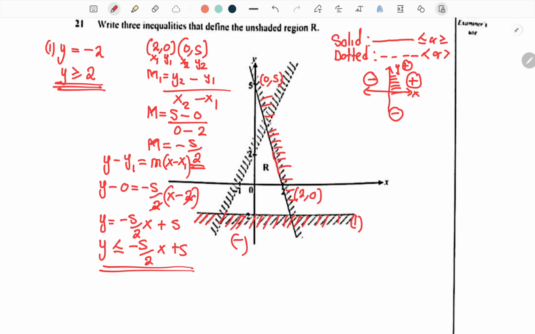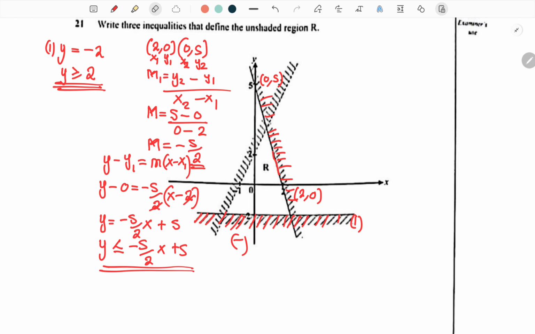We go to the third one. Let me just leave the third one as your homework. I want you to find the third one. Your points are -1, 0 and 0, 2. Let's see what you are going to find.